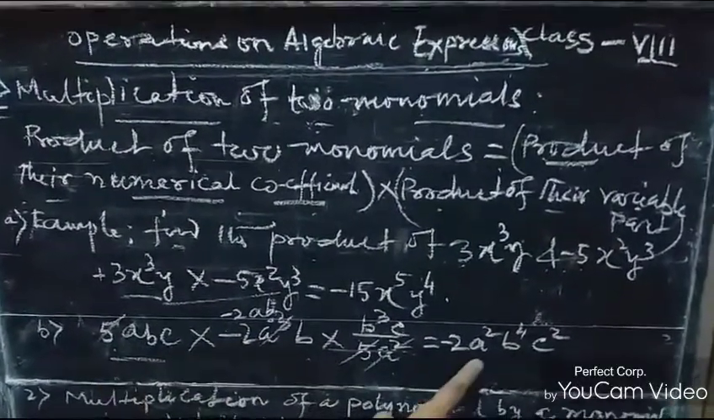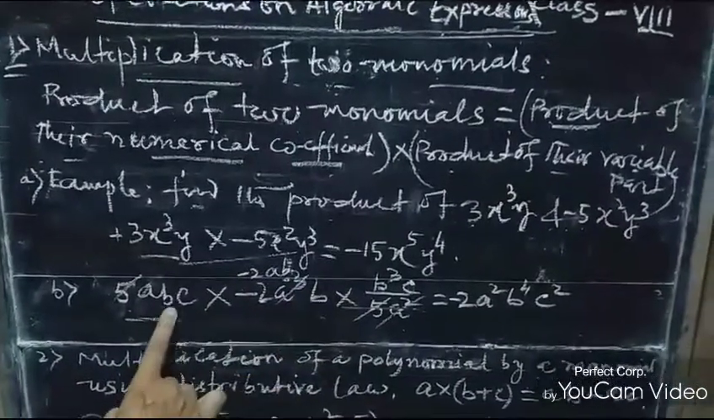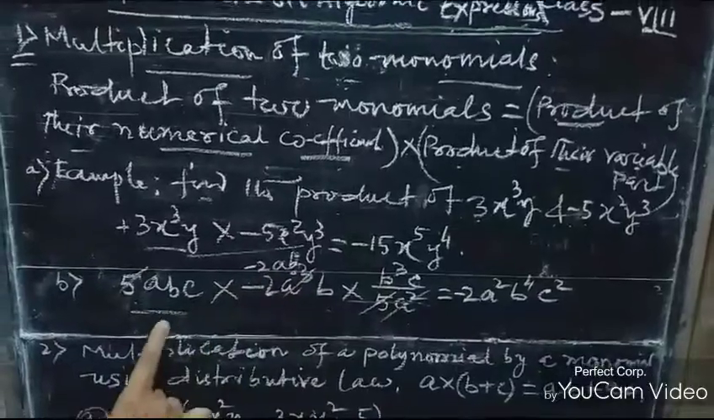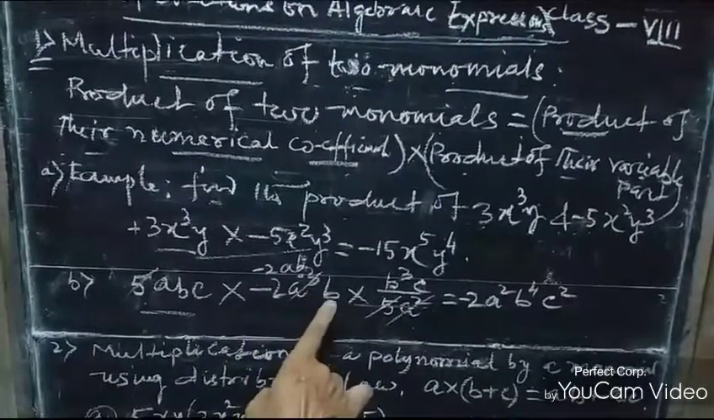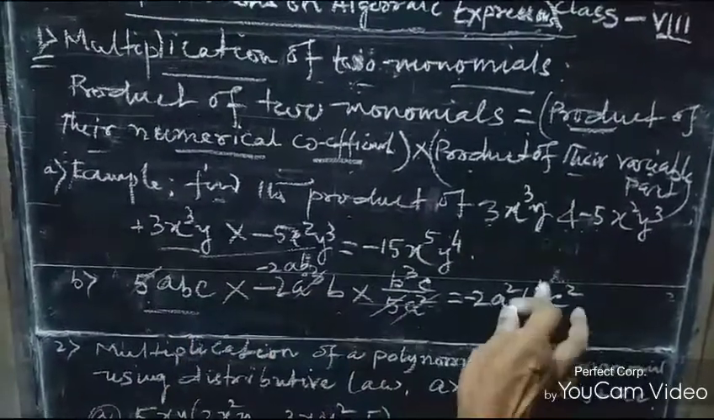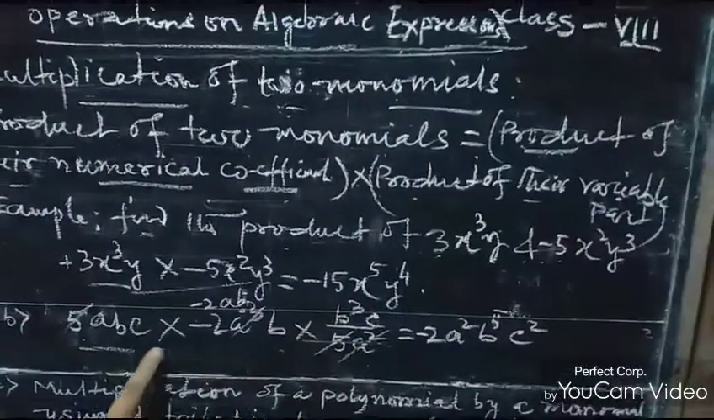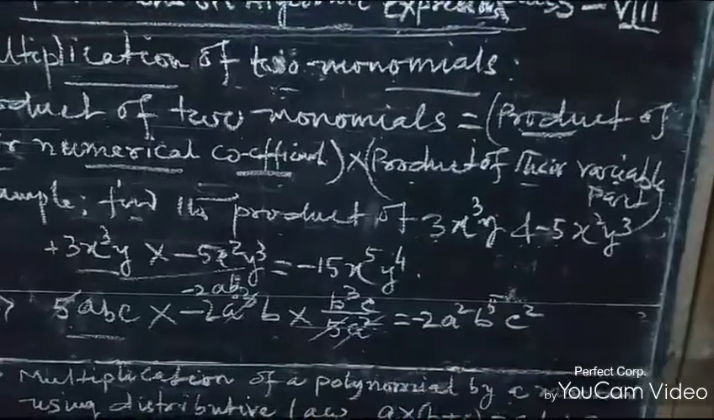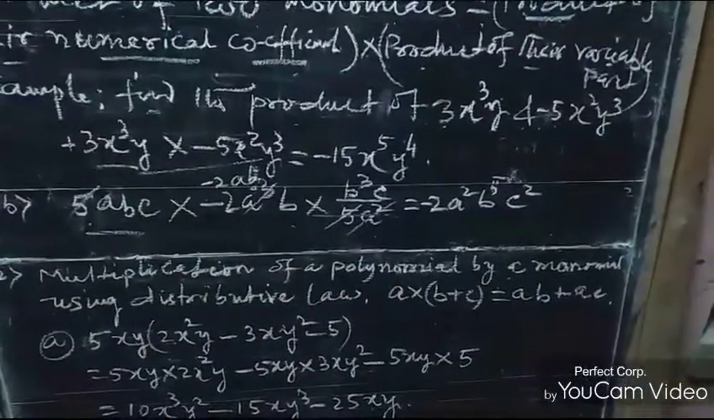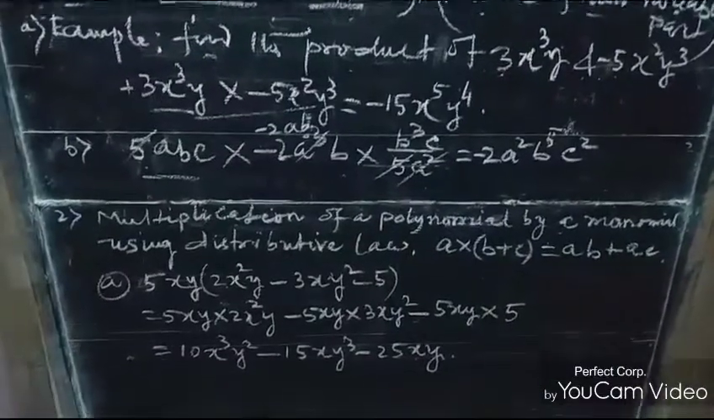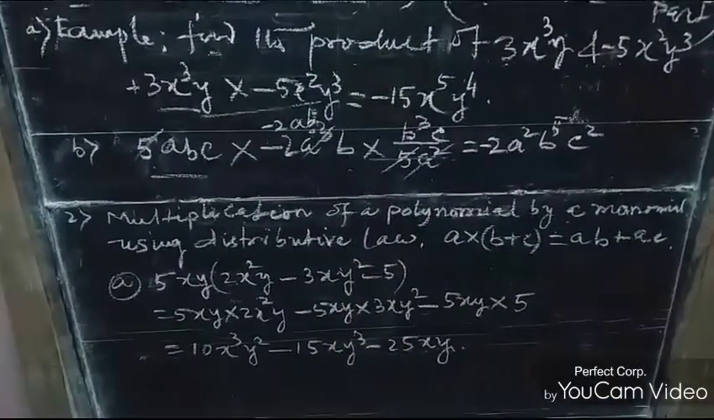a into a square is a cube, and b into b cube into b into b is b to the power 5, and c into c equals c square. So in this way you can do multiplication of a series of monomials.